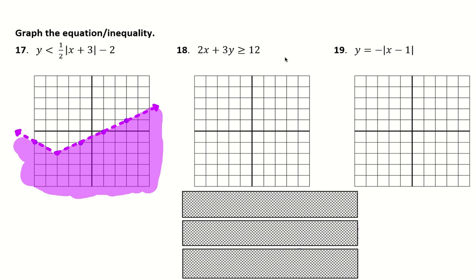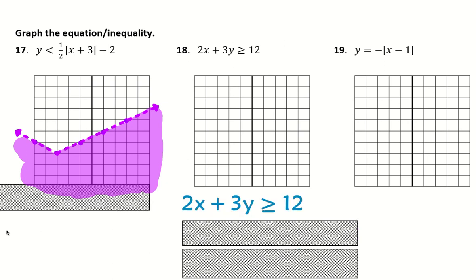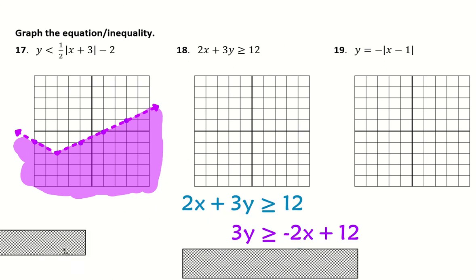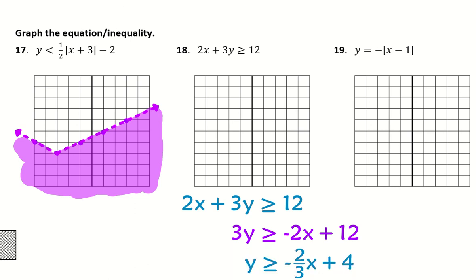Extra plot twist in number 18 is, when you go to graph your line, it's not in the form we need it to be in. It's not solved for y. So in number 18, the first thing you got to do is solve for y. So now that I know that it's this, now I can graph my line.